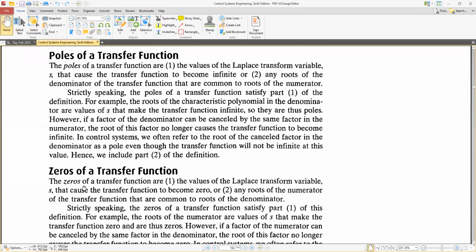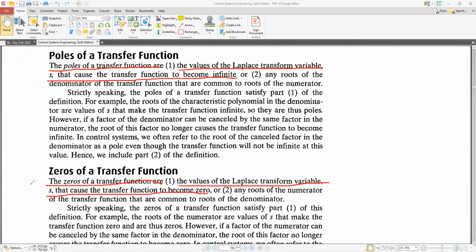Similarly, zeros mean the values of s for which the transfer function would be 0 are called the zeros. Okay, poles and zeros, two things. What is the pole and what is the zero? The poles are the values of s for which the transfer function would become infinite, and zeros are the values of s for which the transfer function would become 0. These are the two things you have to remember. So I am underlining here: the poles of a transfer function are the values of the Laplace transform variable s that cause the transfer function to become infinite, and the zeros of the transfer function are the values of the Laplace transform variable s that cause the transfer function to become 0.